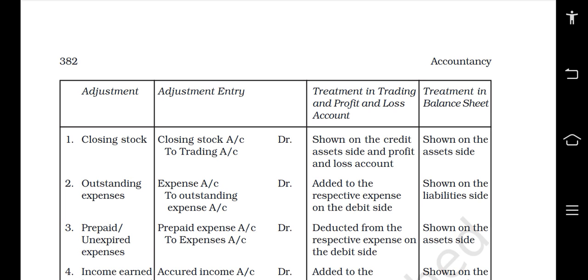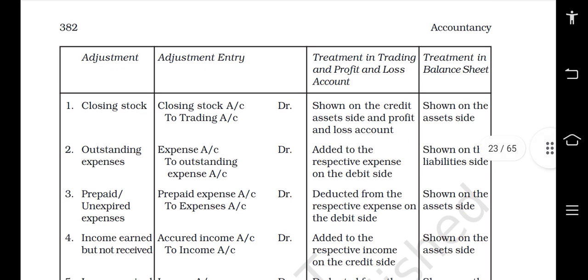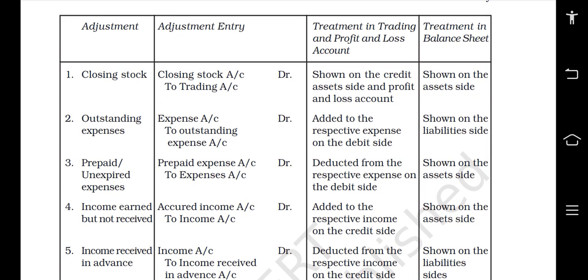Dear students, in this class we are going to discuss financial statements with adjustments. One very important topic, some adjustments are given in this chapter. Adjustment means after making the trial balance, we found out some other transactions also must be included in the financial statement. So such additional information, how we will treat it while making the financial accounts, that we are studying.